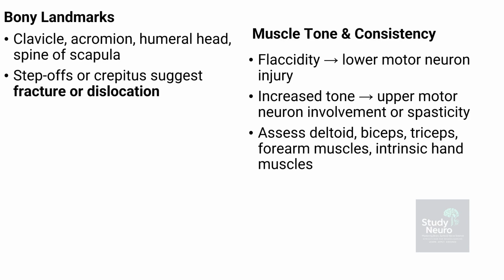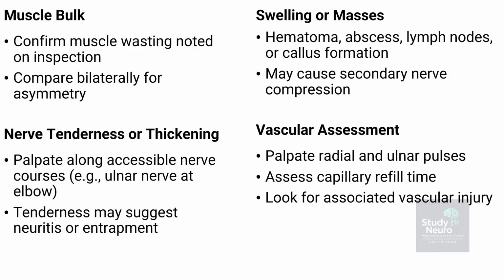Next, assess muscle tone and consistency. A flaccid muscle often points toward a lower motor neuron injury, whereas increased tone may suggest upper motor neuron involvement or developing spasticity. Be systematic in your assessment, examining major muscle groups including the deltoid, biceps, triceps, forearm muscles, and the intrinsic muscles of the hand.